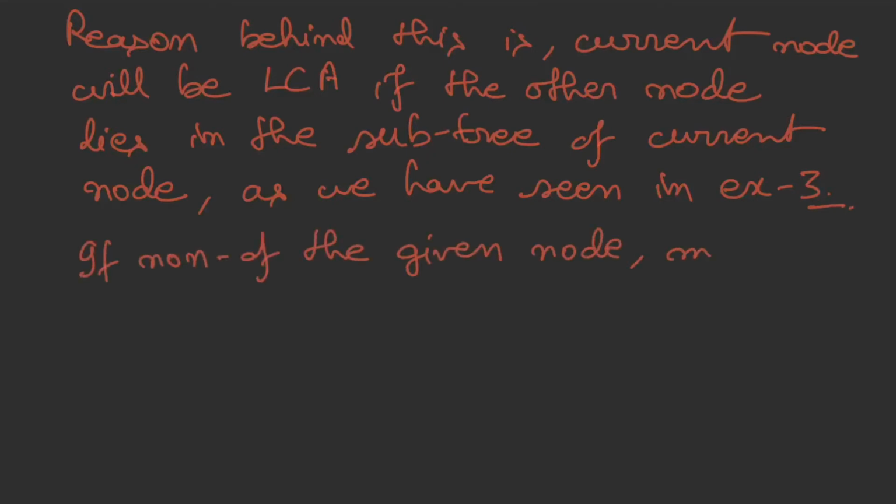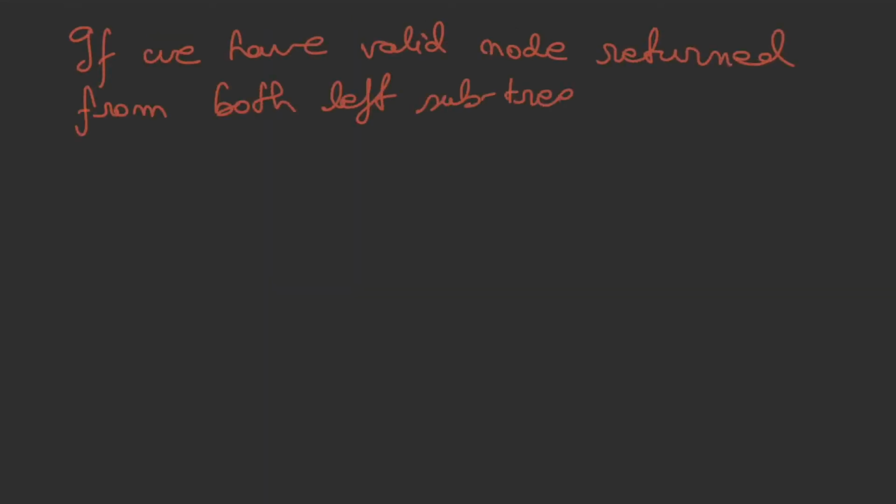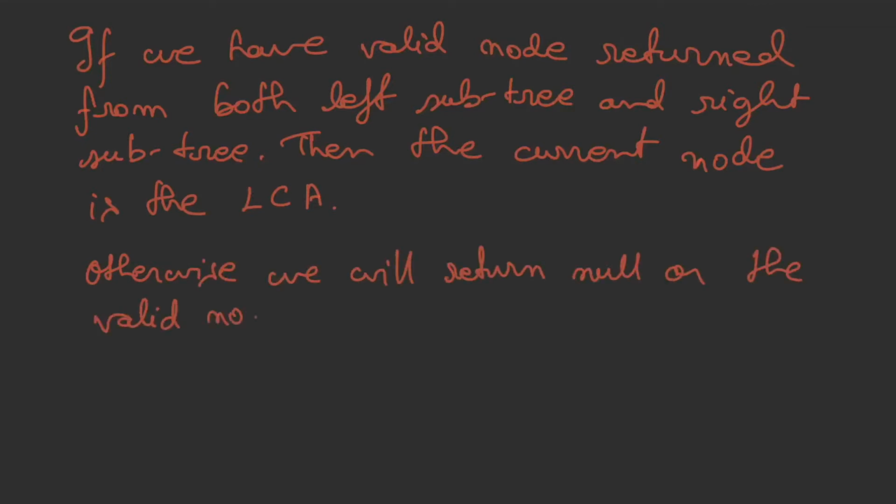If none of the given nodes matches the current node value, then we will go ahead and traverse the left subtree and right subtree. If we have a valid node returned from both the left subtree and the right subtree, then the current node is the lowest common ancestor. Otherwise, we will return null or the valid node from either of the subtrees. Let us visualize our algorithm with the examples we have already seen in the beginning.